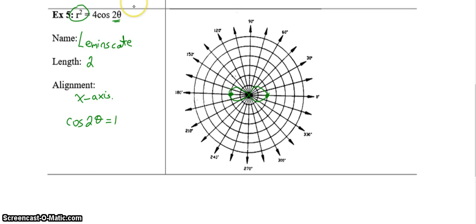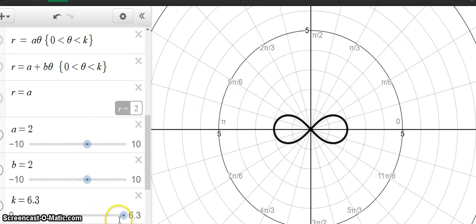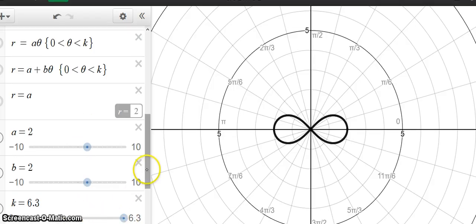Because 4 times 1 is 4. Again, same trig, same solving for theta. In that trig equation, 2 theta has to be 0. So theta is 0. Yep, it looks just like where the first leaf is. Okay, let's take a look and see what happens with that, and why it goes that way.